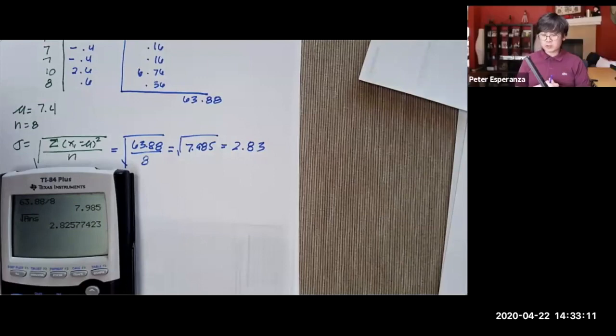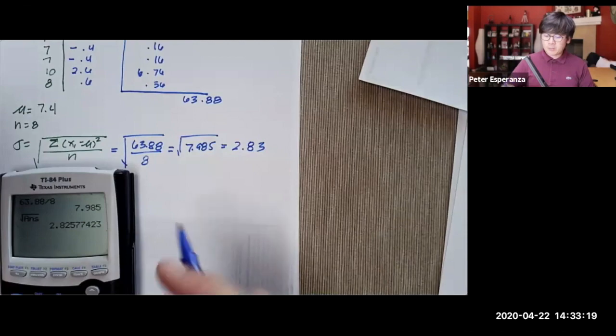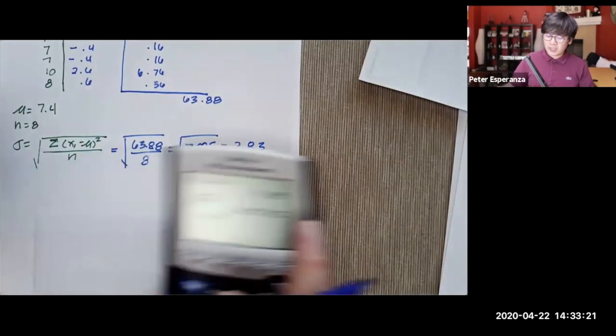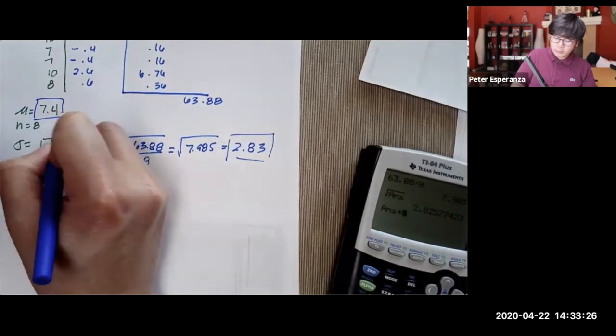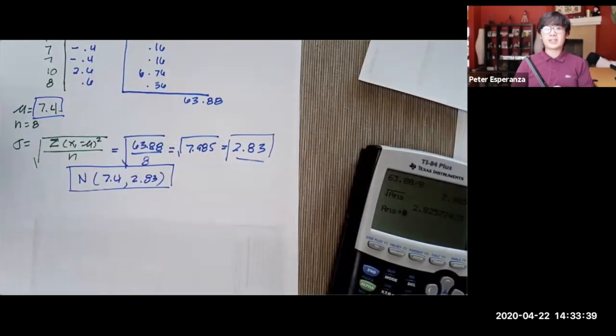Make sure to square root it because that's part of the calculation. Because if you don't square root it, it's going to be a variance, not the standard deviation. So our mean and the standard deviation is 2.83. So boom, boom. This is how we compute for the mean and the standard deviation of ungrouped data set. And this is going to be your homework for this week.